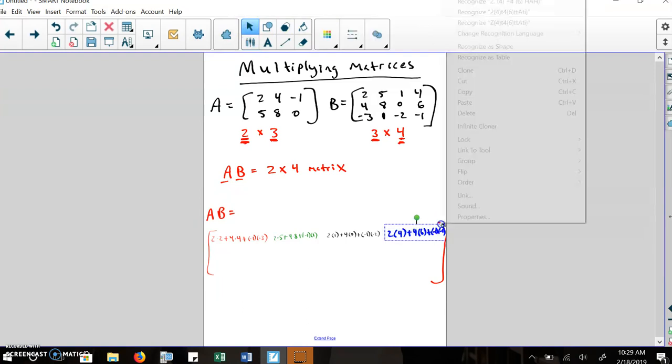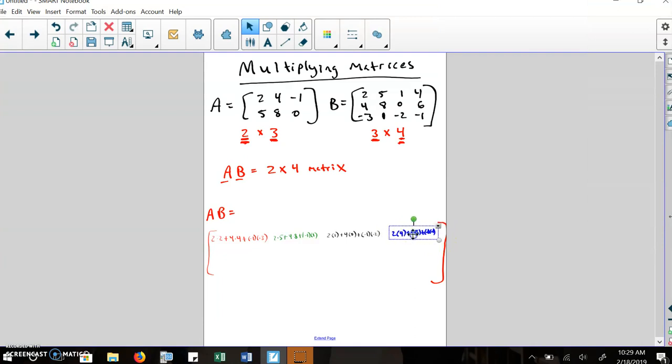Shrink this down a little bit. So we have, again, we went across the row in this first matrix, and then down each of the columns of the second matrix. And then for our next row in our product matrix, we're going to do the same thing, but this time we're going to go across the second row of the first matrix and down each column just like we did the first time.